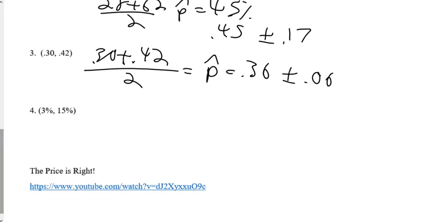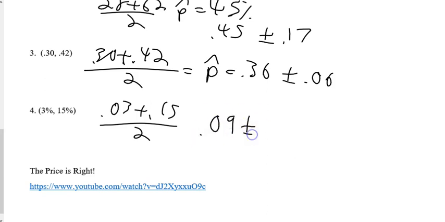We'll go ahead and do this one. 0.03 plus 0.15. What's halfway between 3 cents and 15 cents? Well, that would be 9 cents. So 0.09, that's my p hat, plus or minus 0.06. 9 cents plus 6 cents is 15 cents. 9% minus 6% is 3%. Same thing.